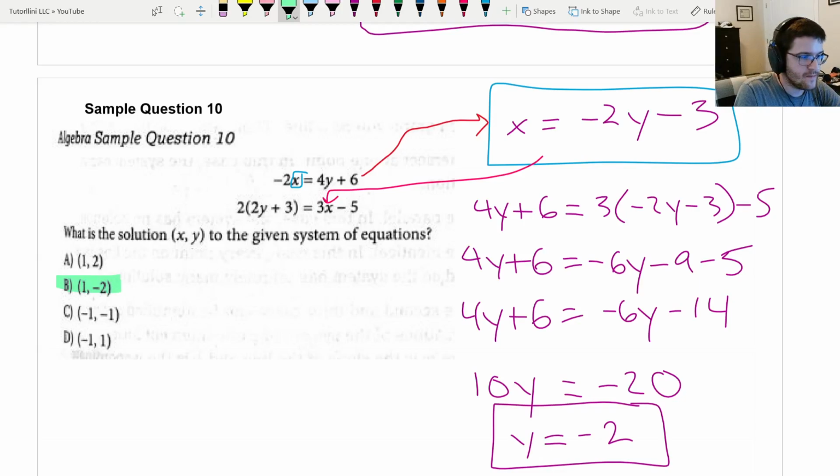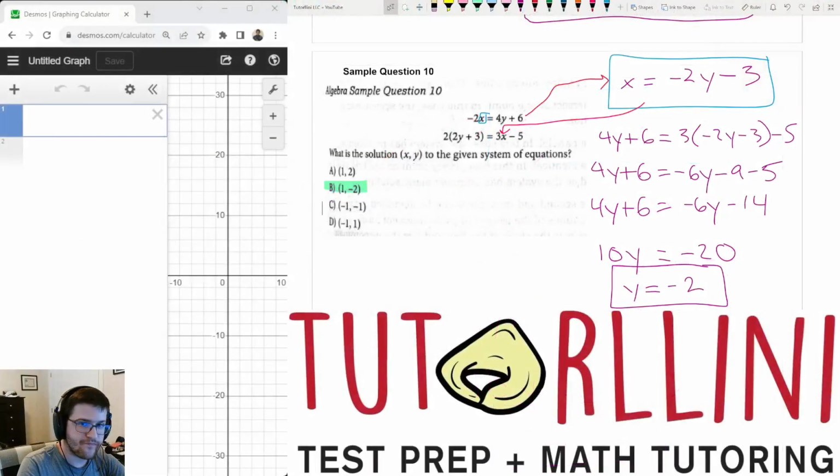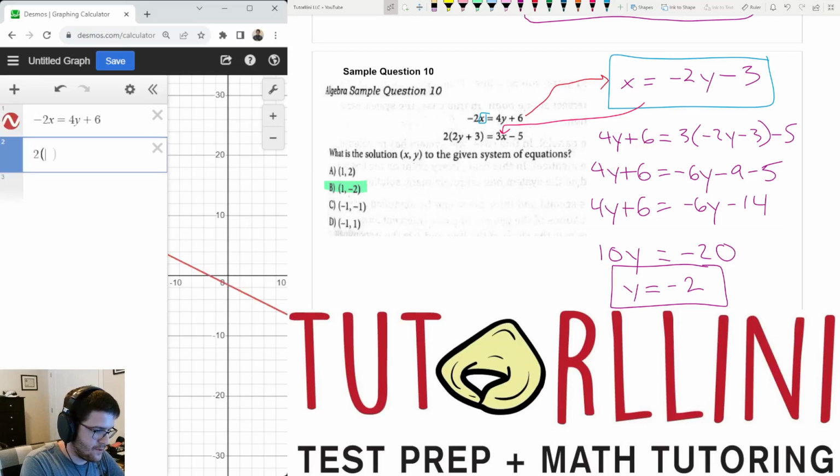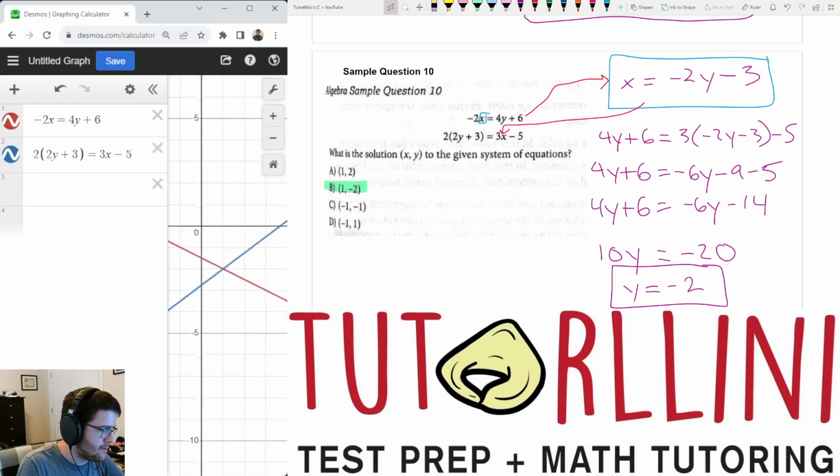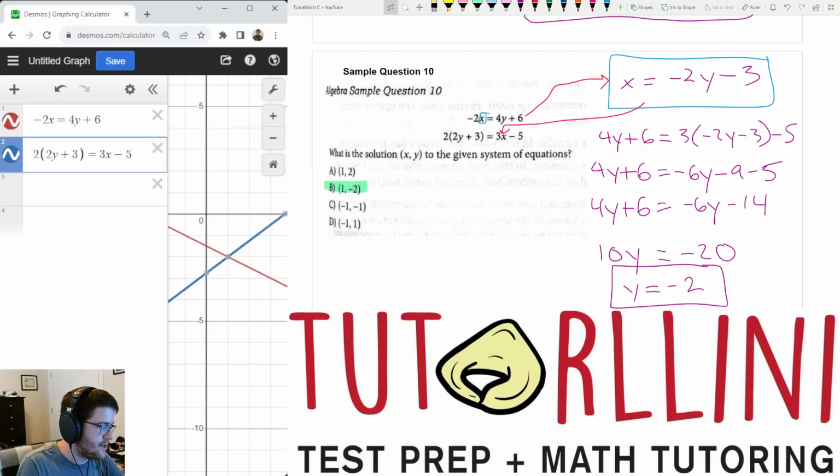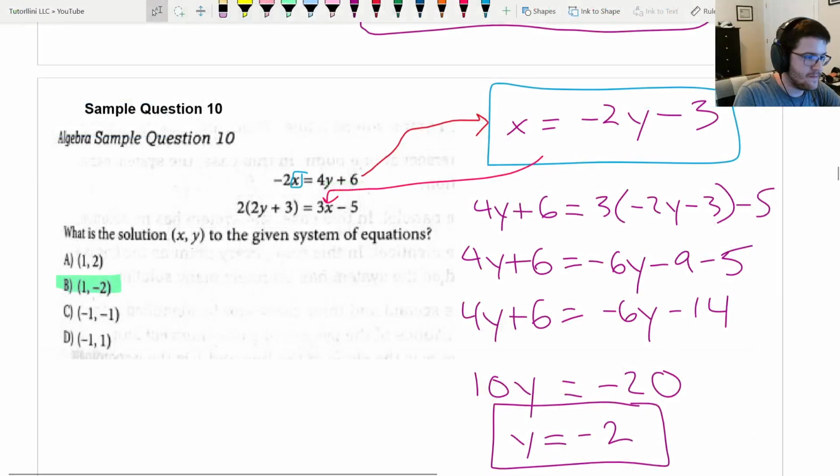We kind of lucked out by just our problem-solving strategy. Okay, so of course, Desmos would save a lot of time on this one. So we're going to do -2x equals 4y plus 6. And then we're going to do 2y plus 3 equals 3x minus 5. Just going to zoom in where they intersect. And I'm going to click on it. And it says 1, -2, which is answer choice B. So we did a good job. All right, let's get rid of this. Let's come back over here.